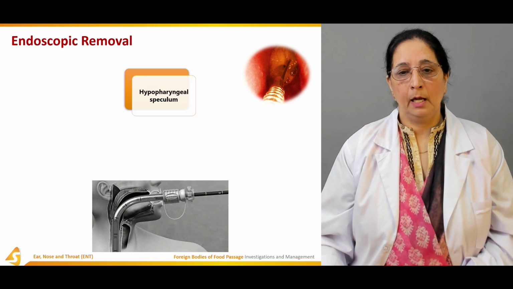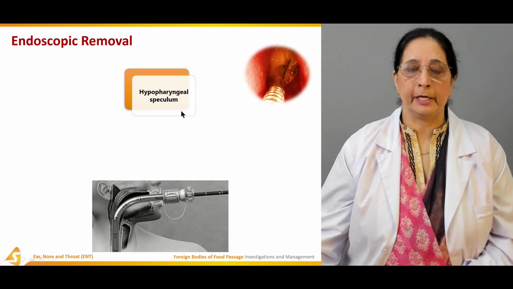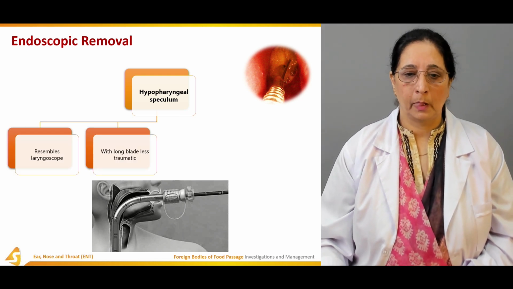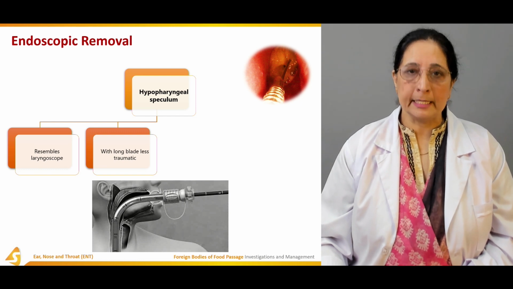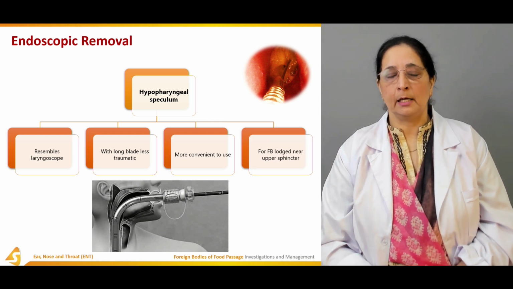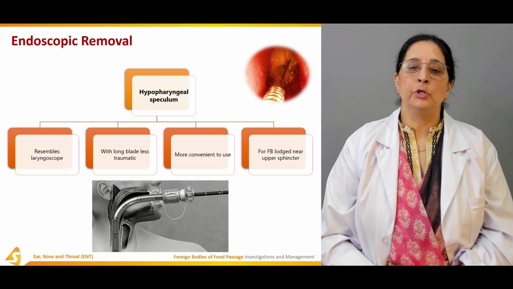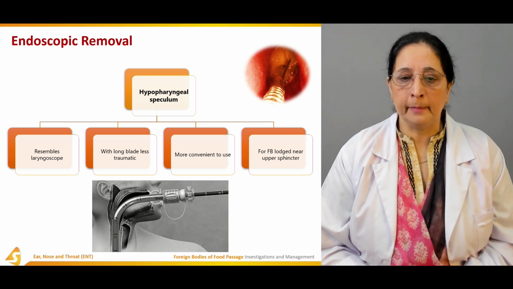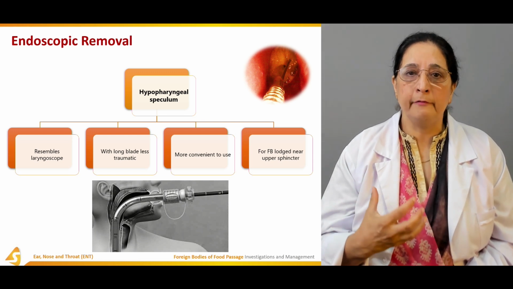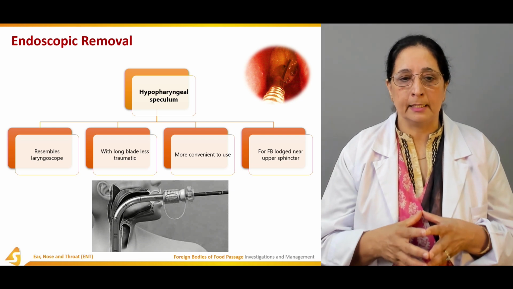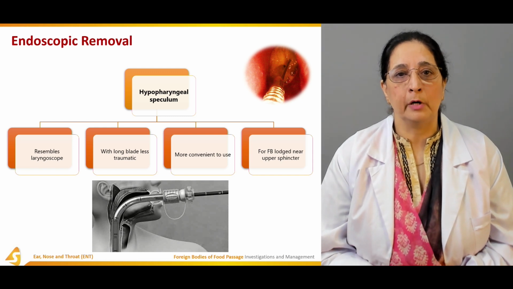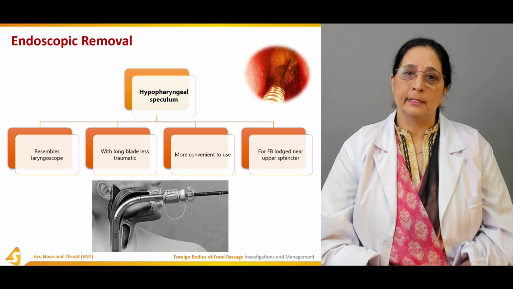Endoscopic removal: hypopharyngeal speculum. It resembles a laryngoscope with a long blade, is less traumatic and more convenient to use, for foreign bodies lodged near the upper sphincter. So we can use the hypopharyngeal speculum with the long end. It is more convenient to use and less traumatic. It resembles the laryngoscope and can easily remove the foreign body which is present near the upper sphincter.